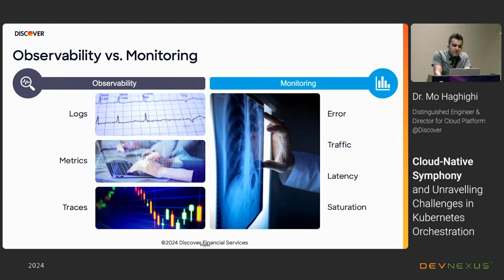But then obviously there are differences. For monitoring, you're always looking for error, traffic, latency, and saturation. Those are the 4 signals that I mentioned. And then observability is about logs, metrics, and traces. So those 2 together give you the flexibility and capability to monitor your application and recover in case you need to.